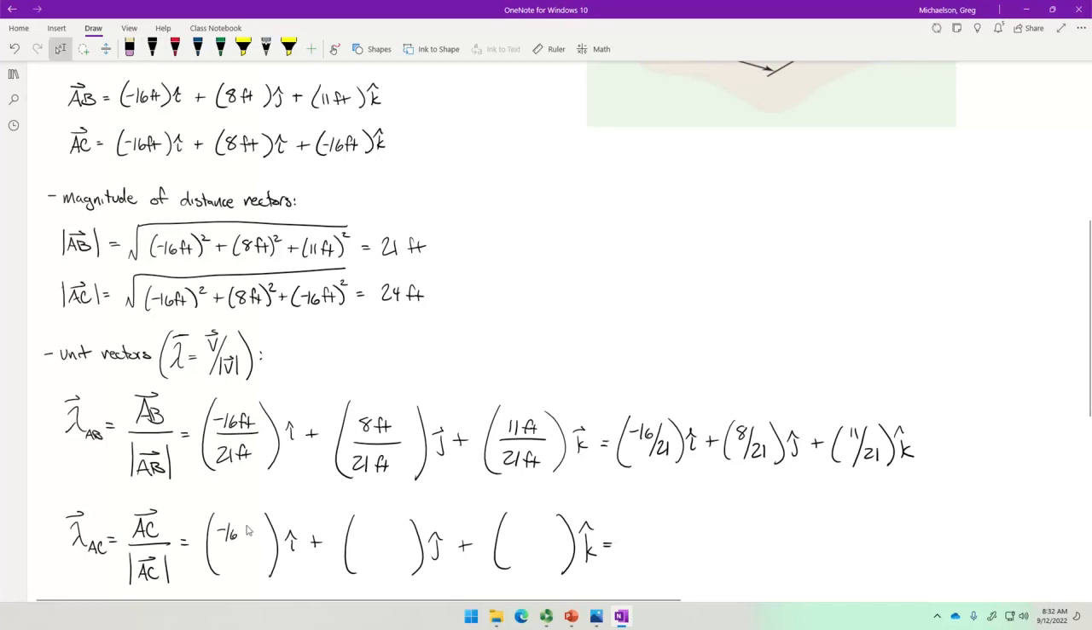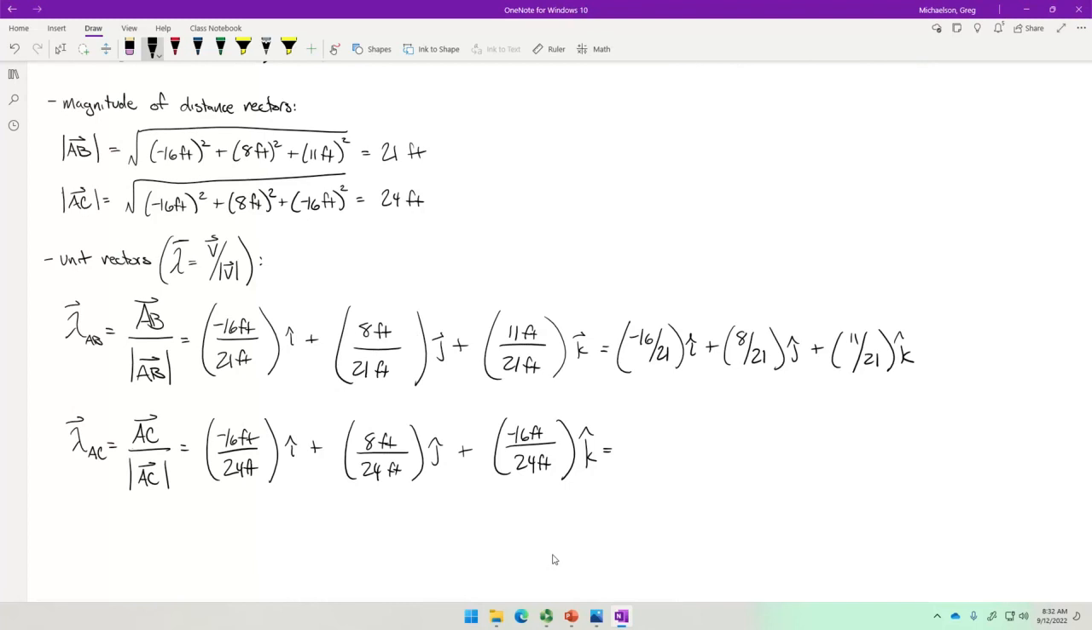So we have negative 16 feet, 8 feet, and negative 16 feet. Only now the magnitude is 24 feet. Okay? So now these fractions will simplify a little bit. Like 8 over 24, that's 1/3. 16 over 24, that's 2/3. So now I've got negative 2/3 times i plus 1/3 times j plus negative 2/3 times k.